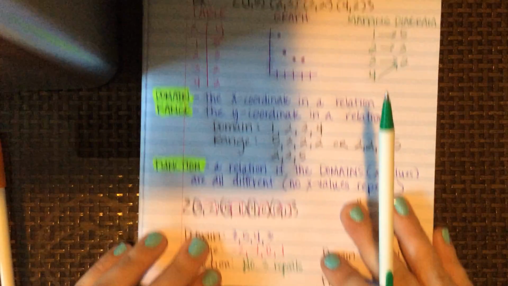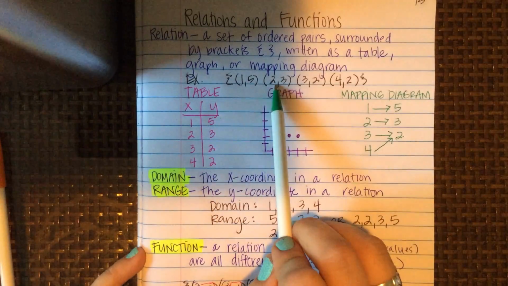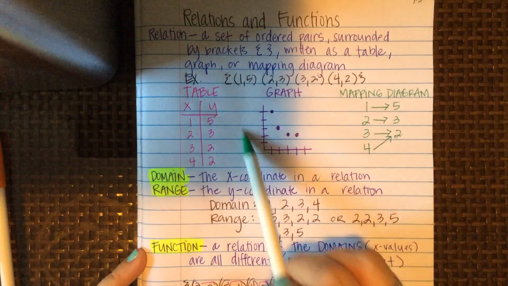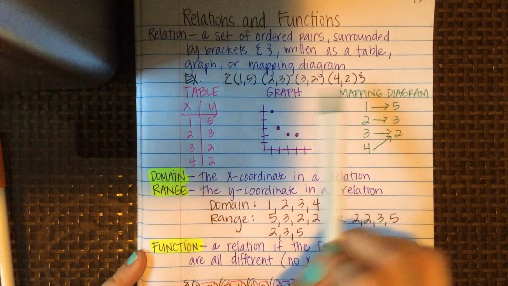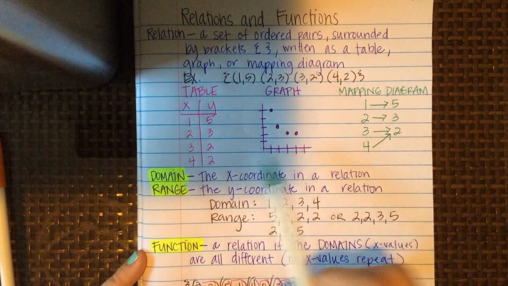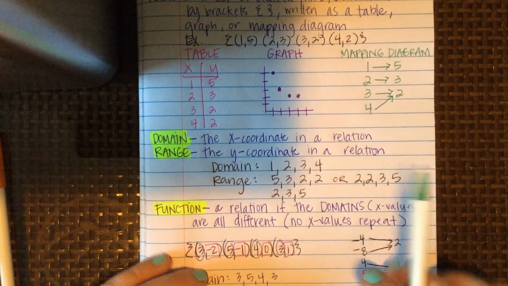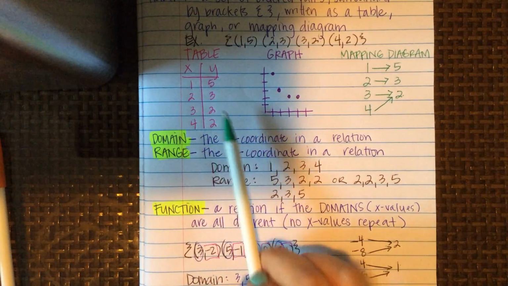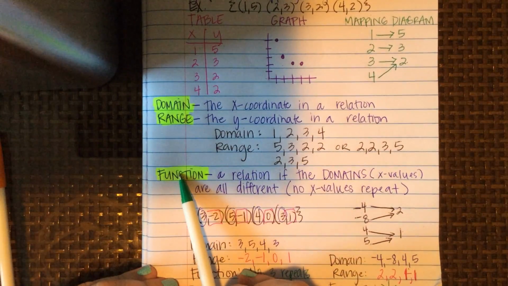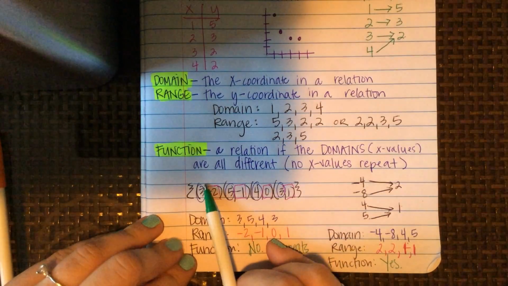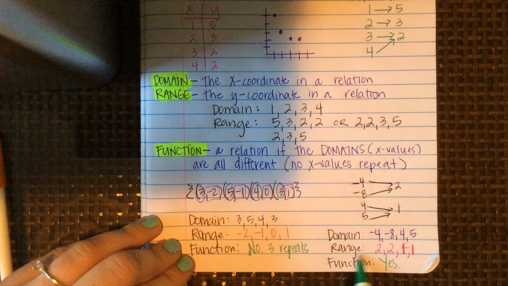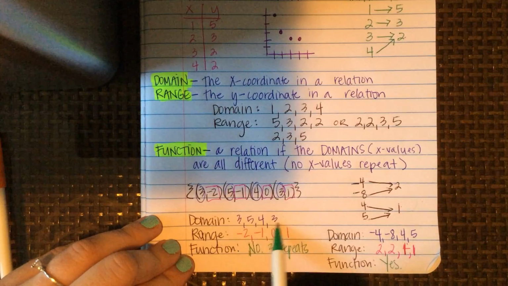So tonight on your homework, you're going to be changing relations, taking a relation and changing it to a different form. So maybe you have a graph and you have to make the ordered pairs, or you have a table and you need to make the graph, or a mapping diagram and you need to make a table. You'll also be asked to find the domain and range of different types of relations. And then lastly, you'll be asked, is it a function? Yes, if all of the domains are different. No, if the domain repeats.